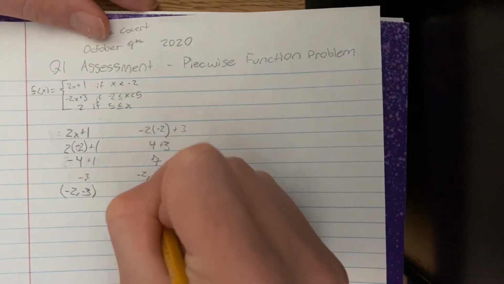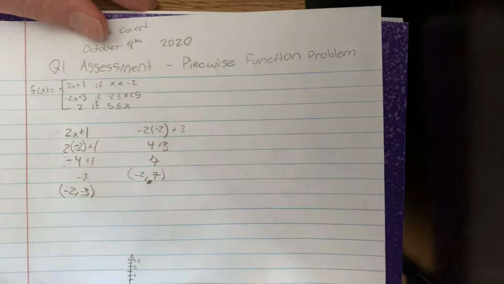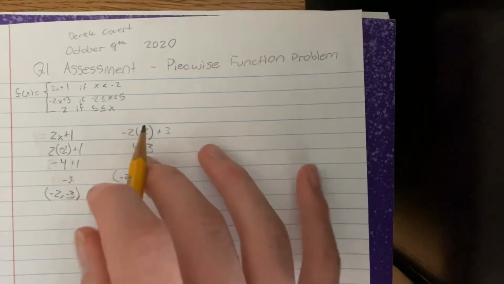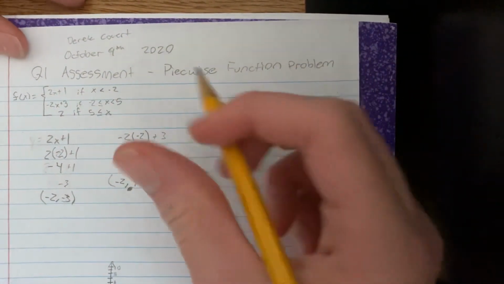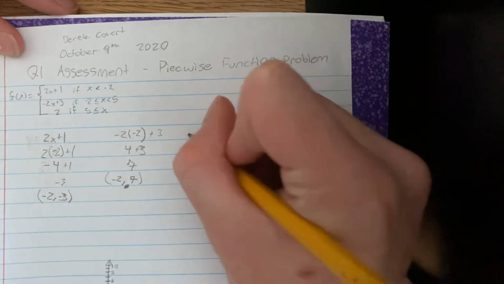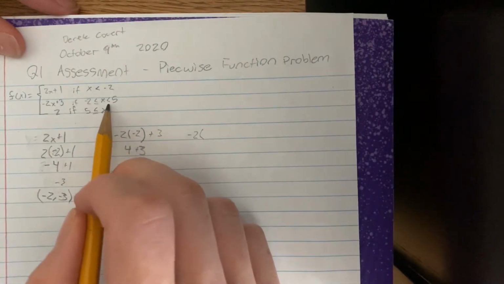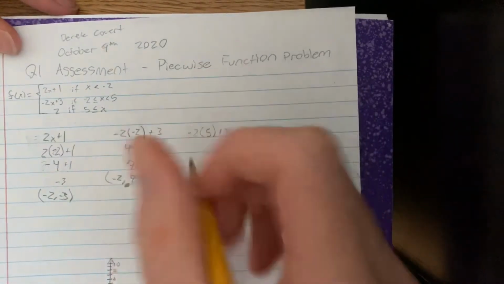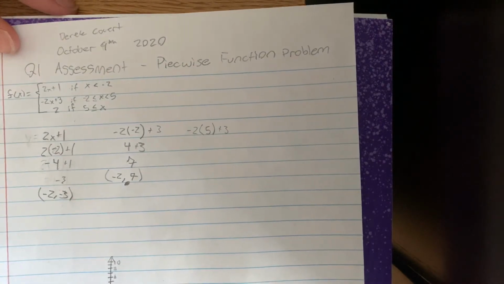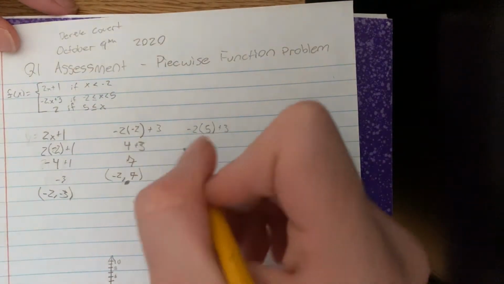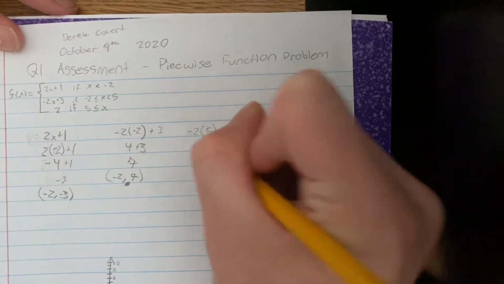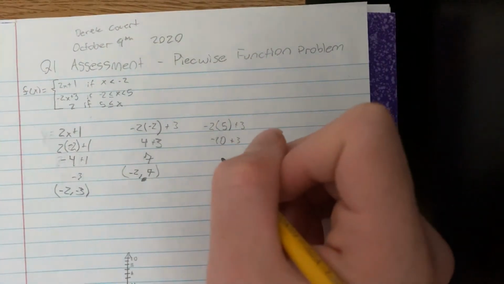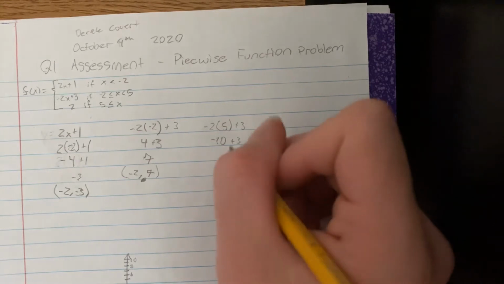So I'm going to just write a little dot there to remind me it's a closed circle. And then this one, open circle. This one also the same. This is the second one, so I'm going to do negative 2, this time times 5. So negative 2 times 5 plus 3. Negative 2 times 5 is negative 10, and then you just want to add 3 to negative 10, which will get you negative 7.